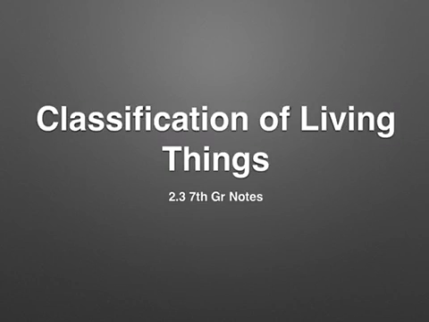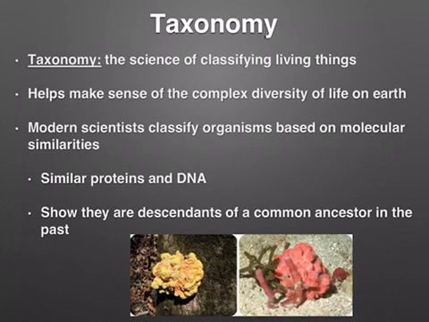So far, we've talked about how to determine if something is considered living and how living things function with their biochemical compounds. Today, we're going to talk about how to classify living things. The science of classifying living things is called taxonomy, and this helps us organize the complex diversity of life on Earth.